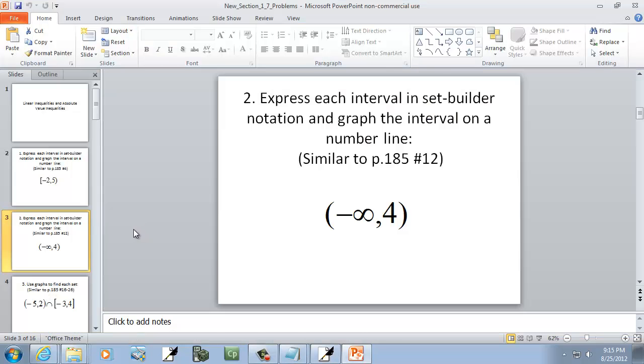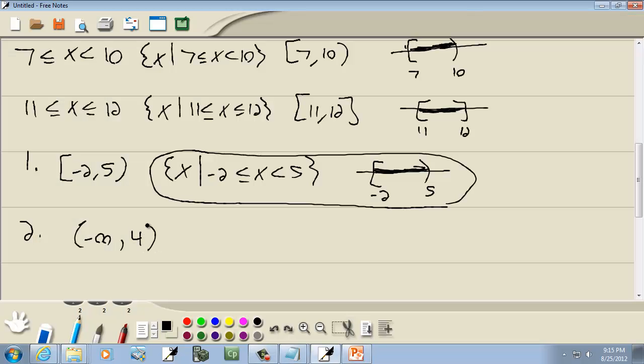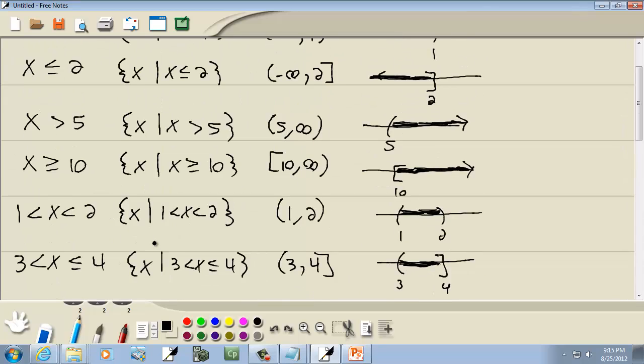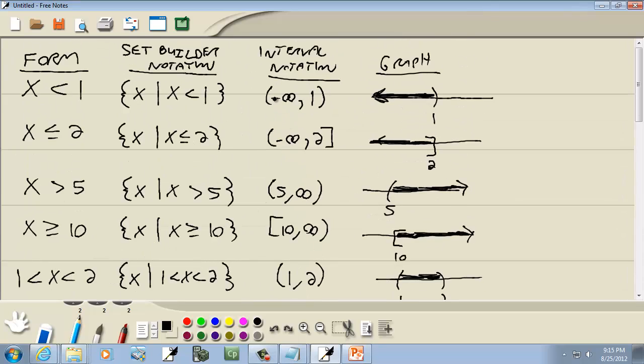Got negative infinity and then 4. Okay, so we got negative infinity on the left side. We got parentheses around both of them. So we come up here. Negative infinity on the left side, parentheses around both of them, matches this first form.